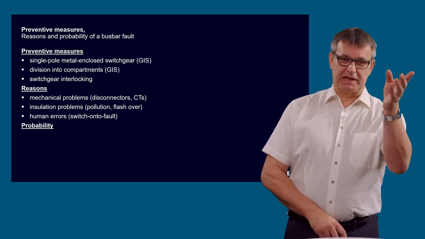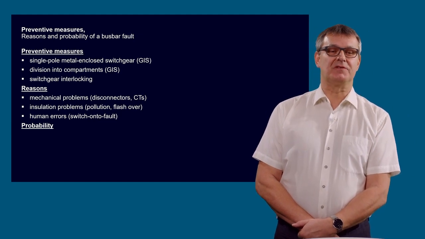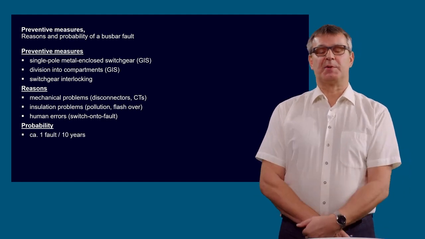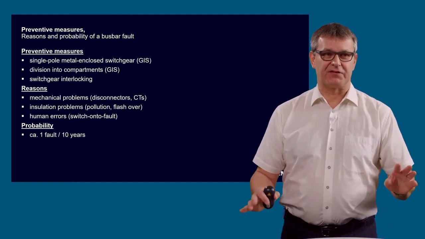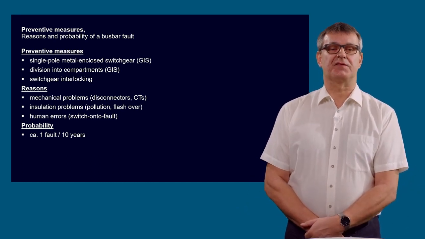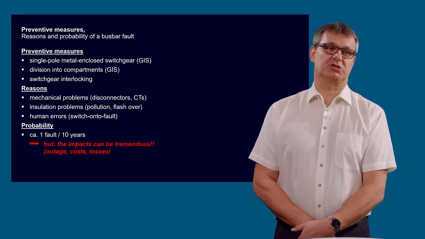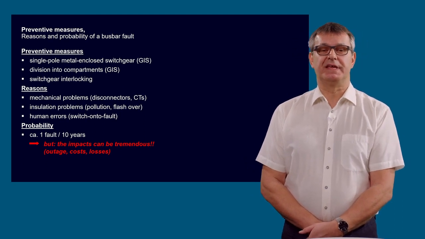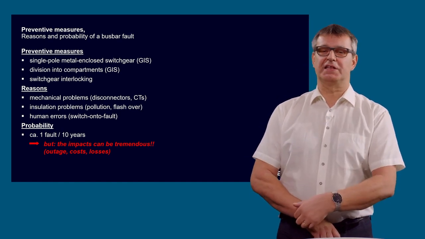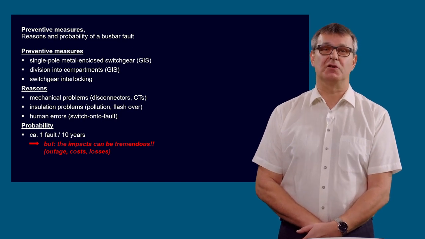Okay, now maybe I will give you the answer to your question: what is the average probability of a busbar fault? Of course, it's only a very rough average, typically 1 fault per 10 years to have a busbar fault. But if we have such a busbar fault, the impacts can be really tremendous. We will see it later.